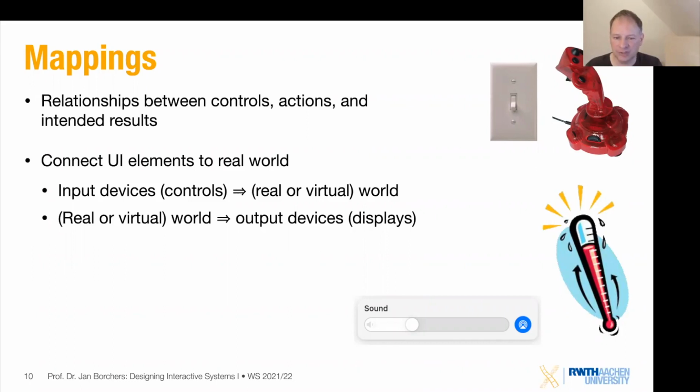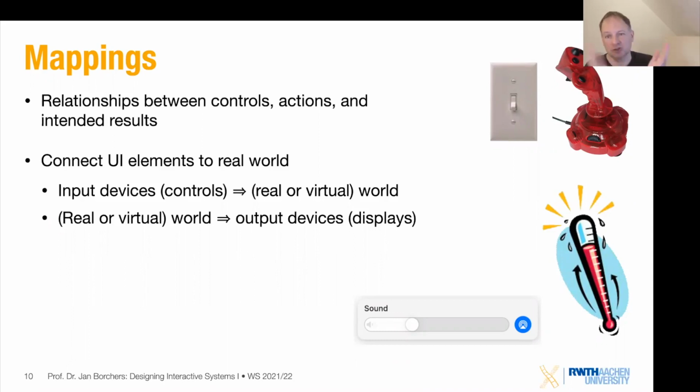What I mean by this is, while in mathematics a mapping is a relation between elements from two different sets, for us it's basically a mapping between, for example, this switch we're seeing there in this picture and the lights that it turns on or off. Or the joystick that you see there and the thing that it controls in the virtual world of a computer game. So mappings connect user interface elements to the real world.